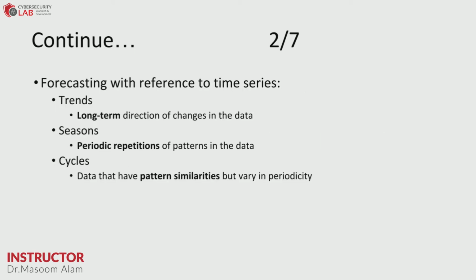These are the 3 main terms with reference to time series. We are talking about trends, which are long-term directions of change in the data. We are talking about seasons, which are periodic repetitions of patterns in the data. And we are talking about cycles, which are data that have pattern similarities but vary in periodicity, so they are not very consistent over time.